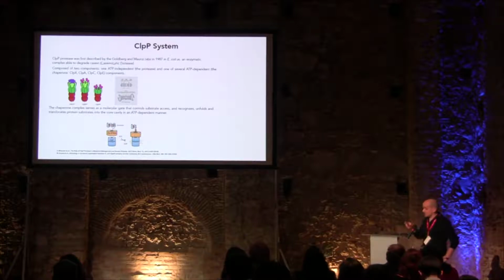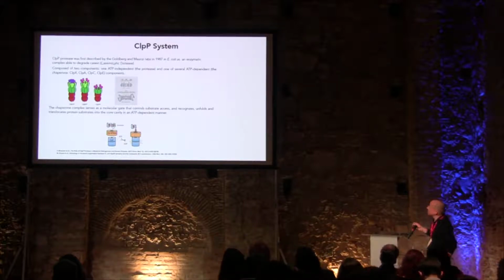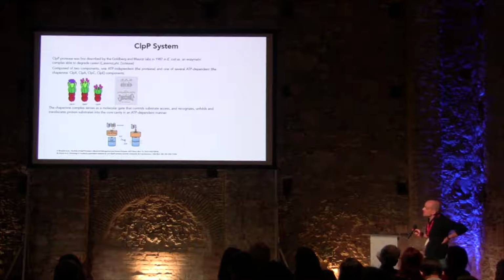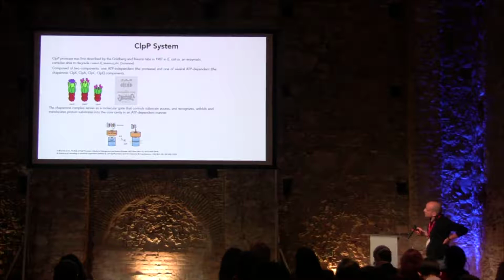I've been working on this drug target for some time. This drug target is an essential protein in tuberculosis. It's a protease. In fact, it's quite hip now. It's also important for cancer, for example. But it was first discovered in the Goldberg lab in the US in the last century.